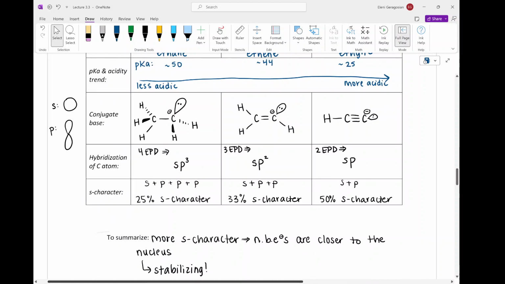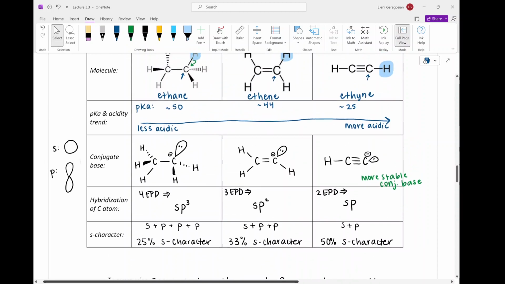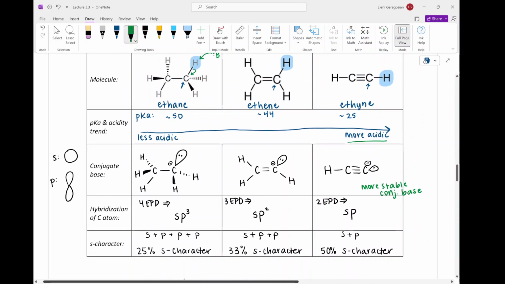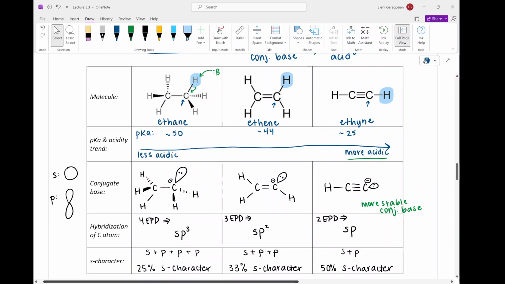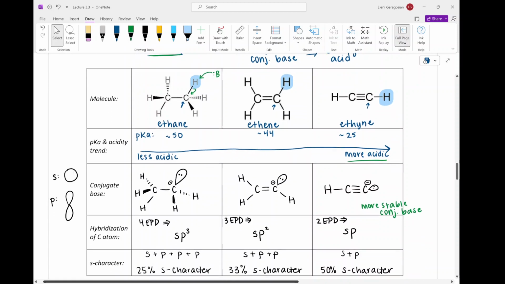So this means now that this is a more stable conjugate base because those electrons are closer to the nucleus, because they're in an sp orbital with more s character. More stable conjugate base means stronger acid. So it's all about orbital size when we're talking about hybridization and the effect of hybridization on acidity and basicity.